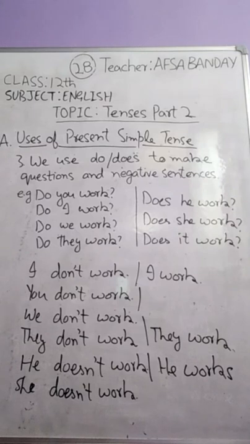And we use doesn't with third person singular pronoun, that is he, she, and it, in negative sentences. So we say he doesn't work, she doesn't work, it doesn't work. But in the case of affirmative sentences, we say he works, she works, it works. And when we have to say negative, we include doesn't in it.